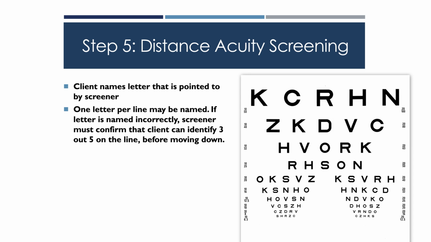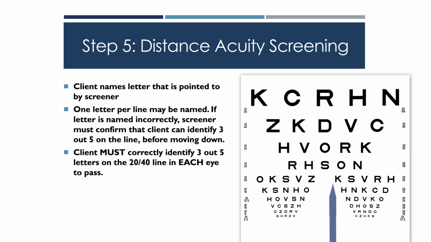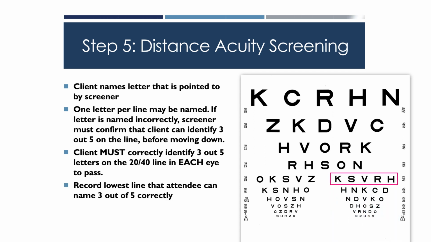If they get down to the passing line of 20/40, you're going to stop and you're going to take your pointer and go across that 20/40 line. Adults must get 3 out of 5 letters on the 20/40 line to be considered passing in their right eye.